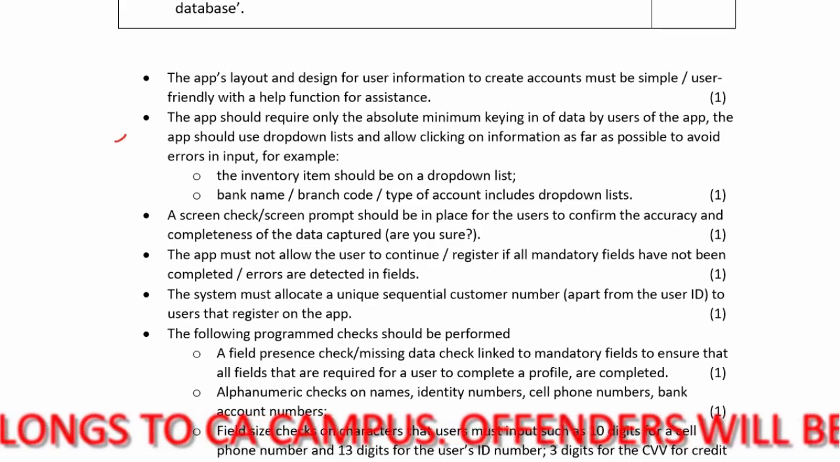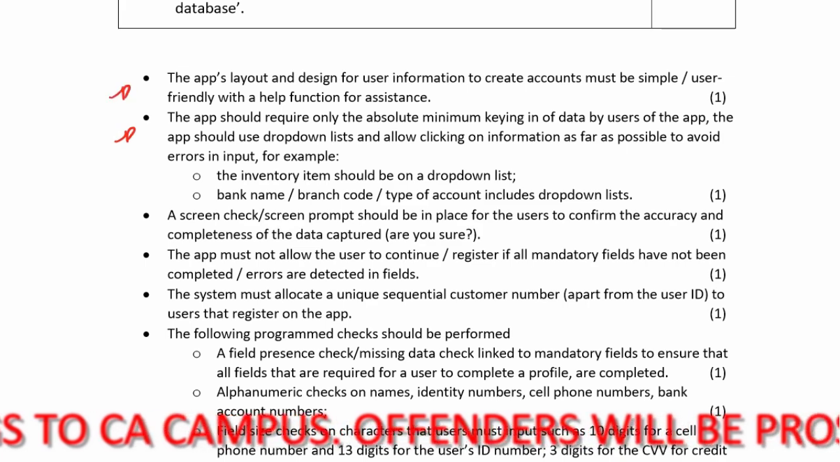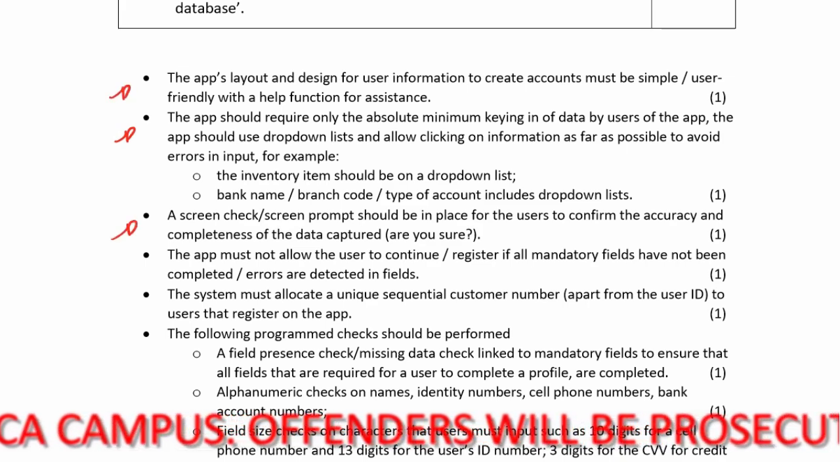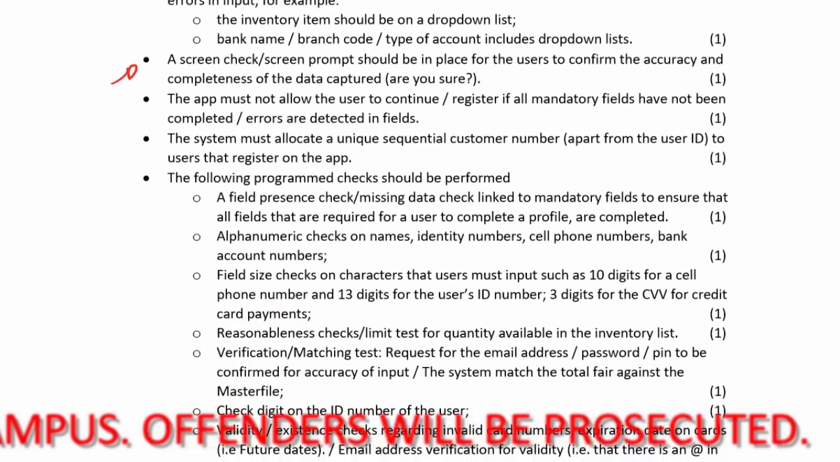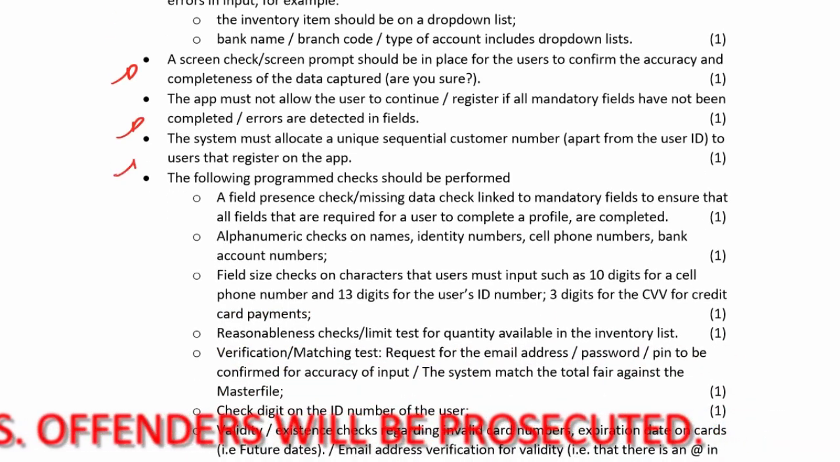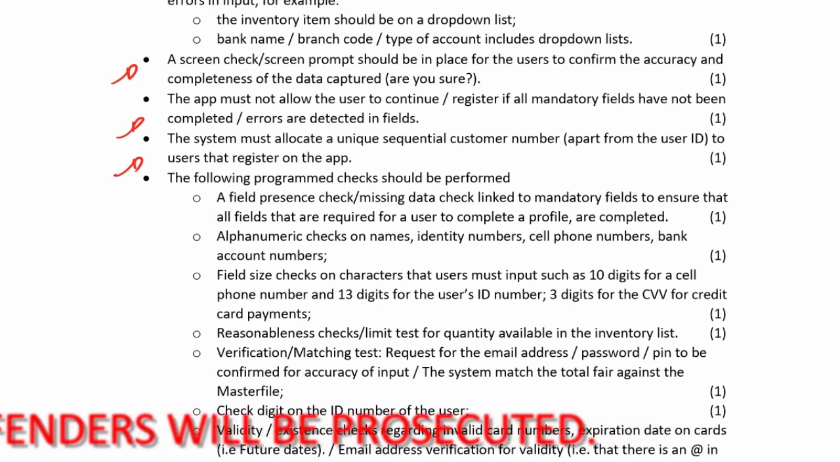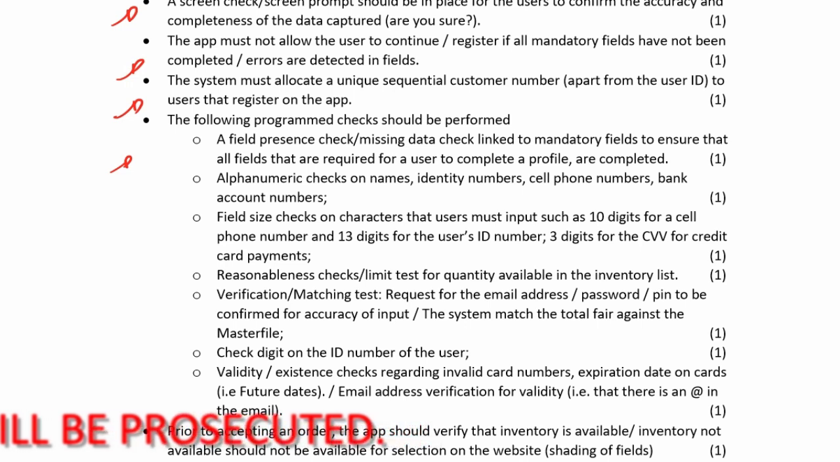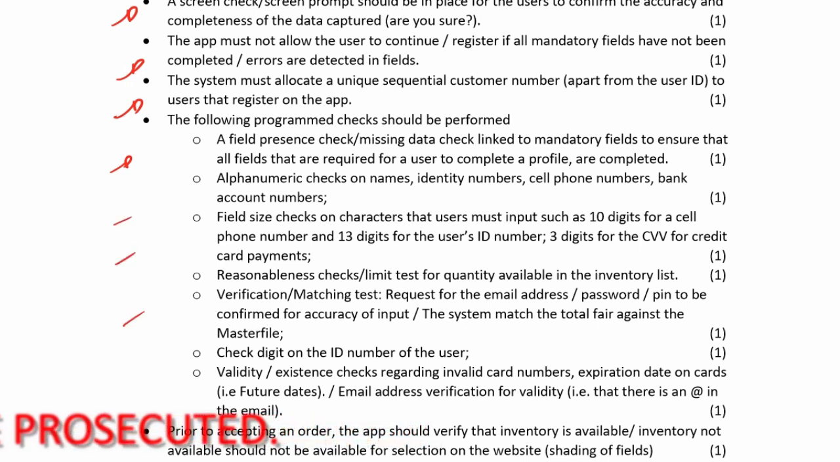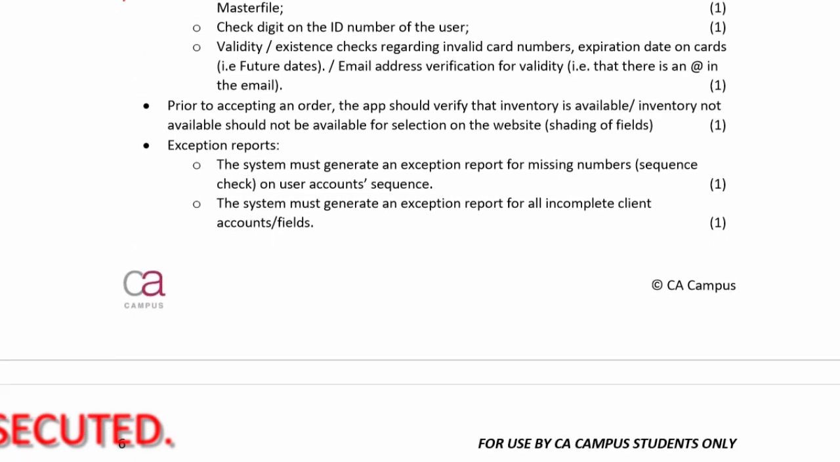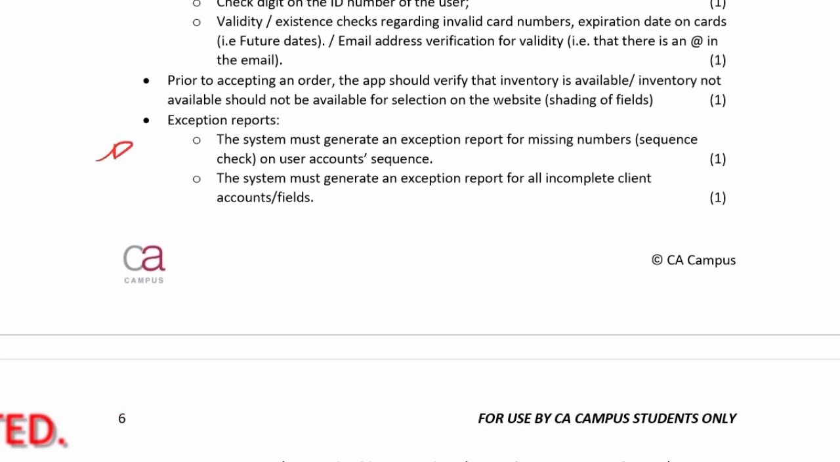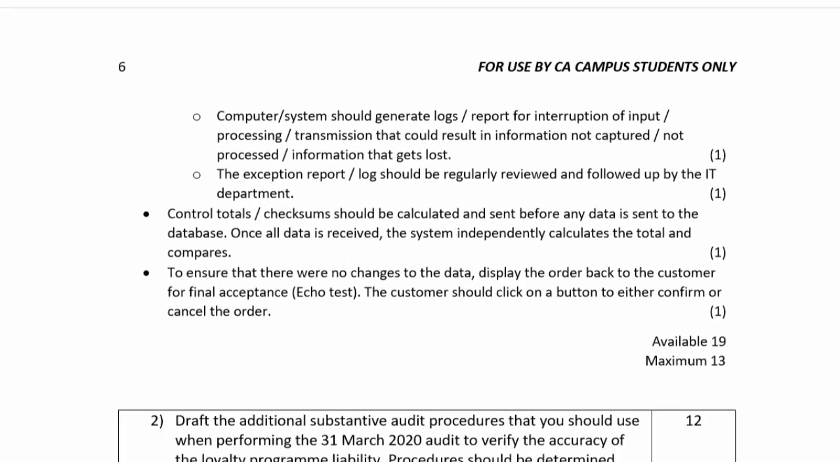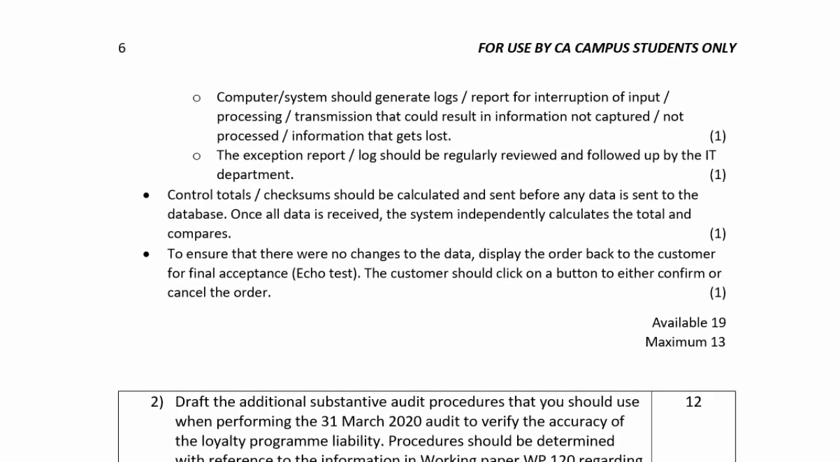So we can see they've got minimum entry, they've got layout, they've got screen prompts, there is mandatory fields, sequence numbering, my program checks, so field presence or missing data, alphanumerical, size, reasonableness, verification, check digits. Okay, and then my output controls, exception reports, and logs. And then guys, some of those processing controls, control totals, to make sure that they add up.